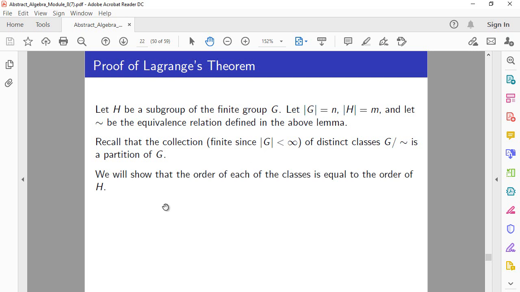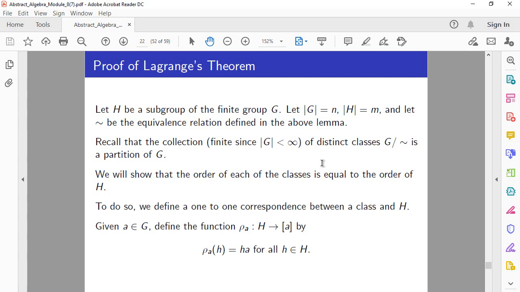So we will show that the order of each of the classes is equal to the order of H. Now what I'm going to do is show that the number of elements in each of the classes is equal to the number of elements in the subgroup H. How do I do it? Well, I'm going to establish a one-to-one function. So we're going to define a one-to-one correspondence between a class and the subgroup H.